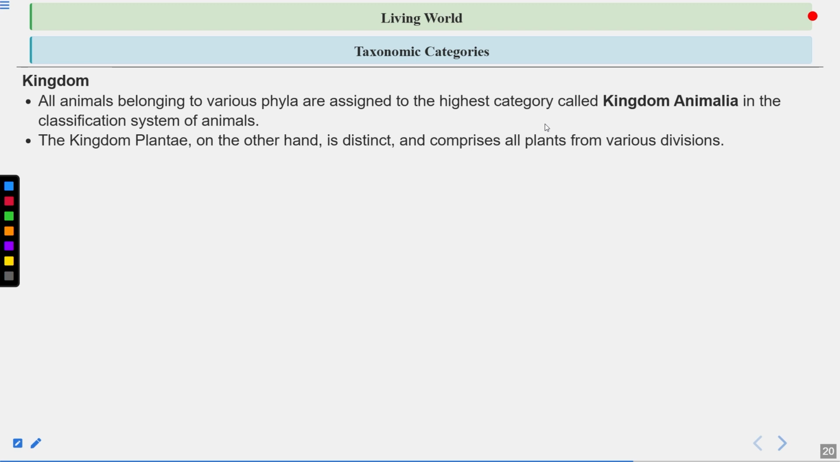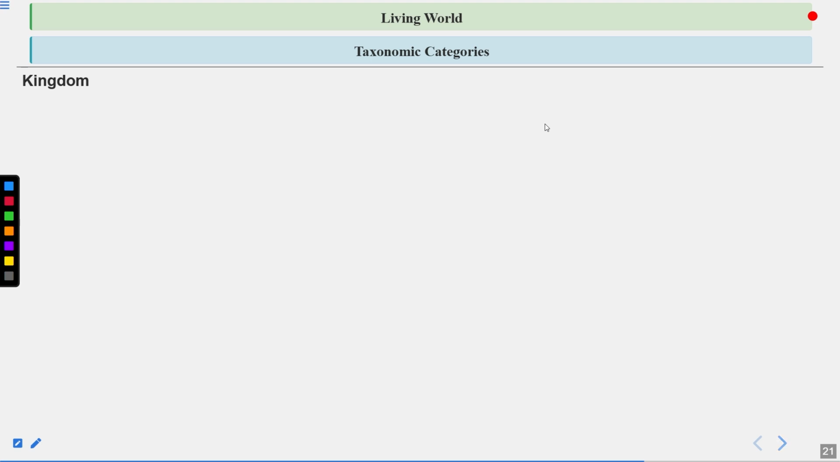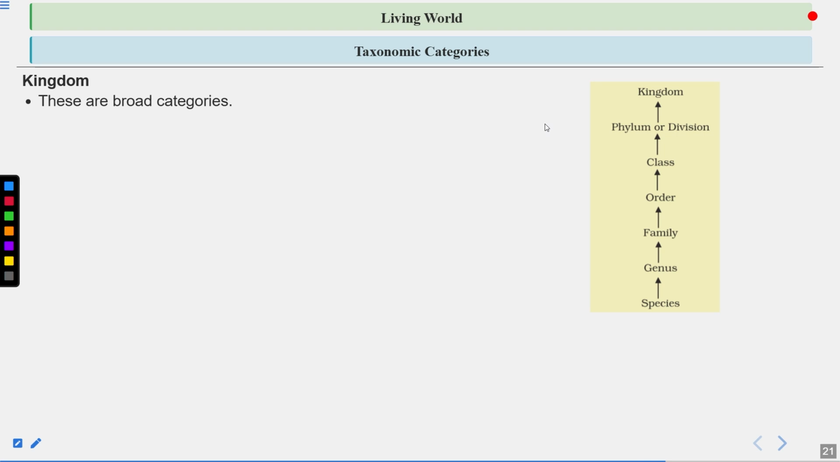The kingdom Plantae, on the other hand, is distinct and comprises all plants from various divisions. Likewise, kingdom Plantae is also very broad and it includes all the plants. It includes, you can say, bryophytes, pteridophytes, gymnosperms, angiosperms. Henceforth, we will refer to these two groups as the animal and plant kingdoms. So both of them are very broad categories.